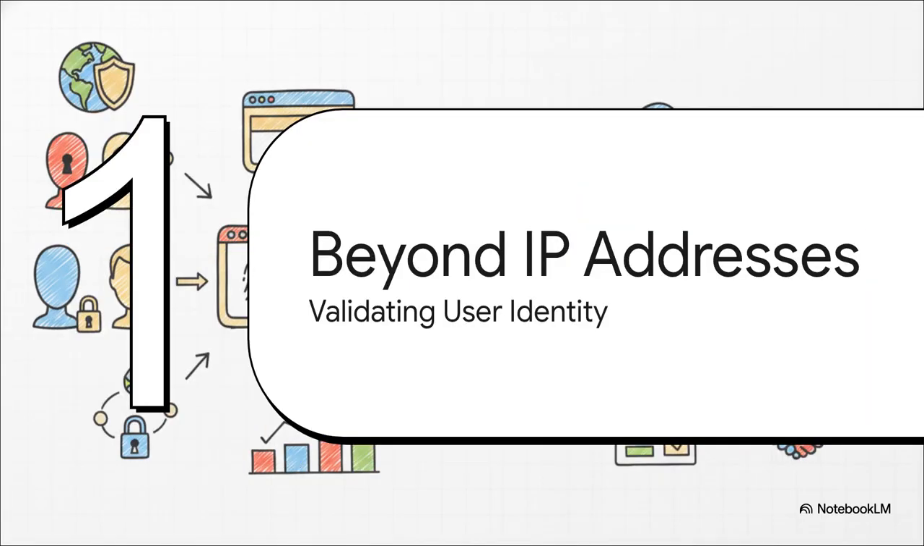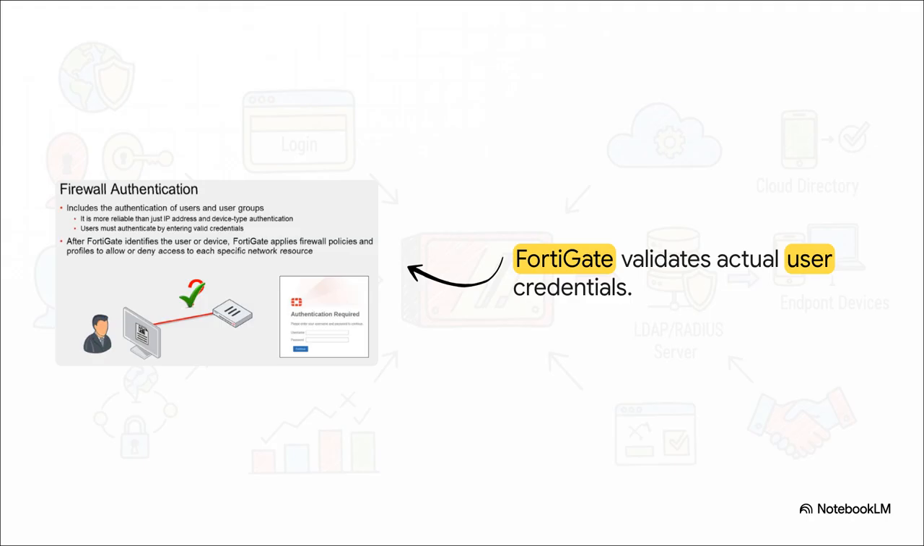Section 1. Beyond IP addresses. Let's think of the FortiGate firewall not just as a brick wall, but as a highly intelligent nightclub bouncer whose main job is rigorously checking IDs. FortiGate fundamentally shifts the security paradigm. Instead of just waving a recognized laptop through the door, it demands valid user credentials, a username and password.